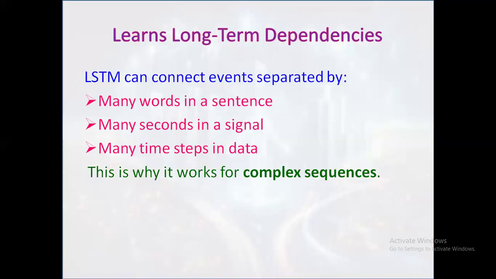It learns long-term dependencies. LSTM can connect events that are far apart in a sequence. In language, it links words separated by many others. In signals, it captures patterns across long durations. In time series data, it models trends spanning many steps. This ability to learn long-term dependencies makes LSTM suitable for complex sequential problems.